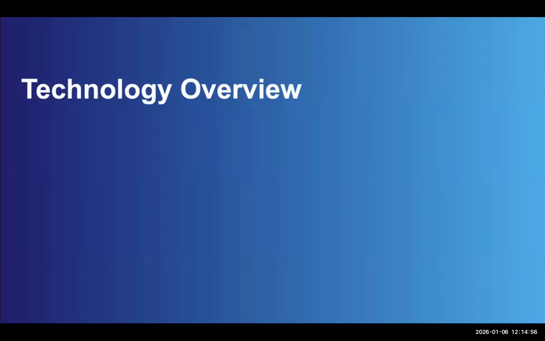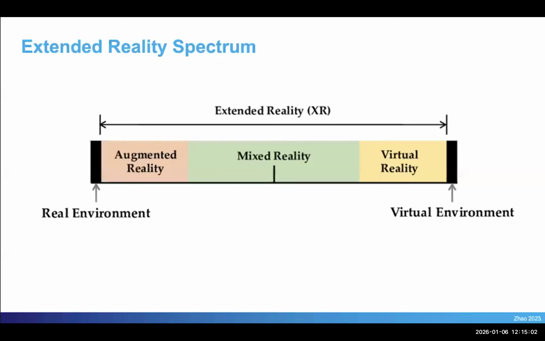So just to get a little bit into the different types of technologies so that we're all on the same page, I want to talk about the extended reality spectrum. Really, this is a spectrum from augmented reality all the way to virtual reality. And then mixed reality, which is what we're going to talk about here, is the blending of the best of both of those worlds.